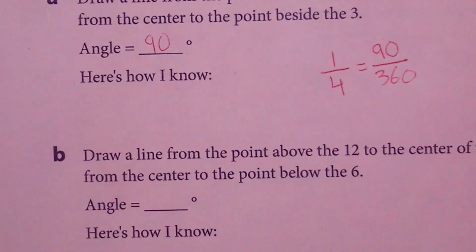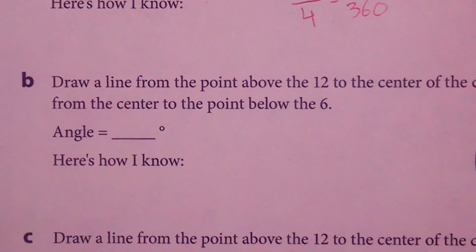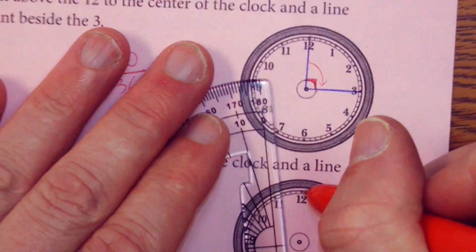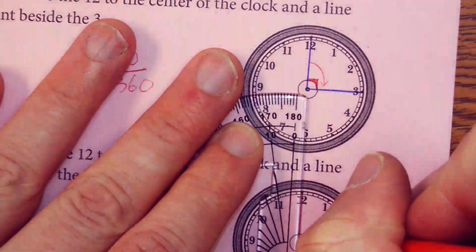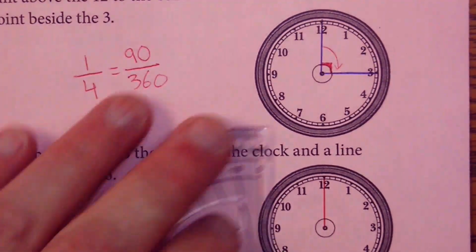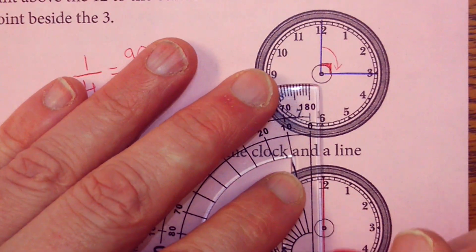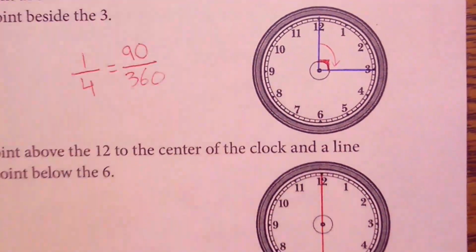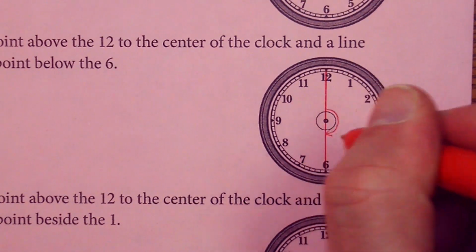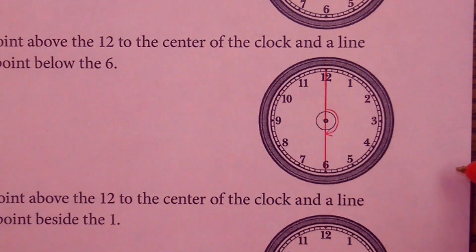Okay. B says draw a line from the point above the 12 to the center of the clock. So I'm going to do that first. From the 12 to the center. Boop. Okay. And a line from the center to the 6. Ooh, interesting. I think I know what's going on here. Well, how much of a circle is that from here to here? That looks like half a circle. It's also a straight edge.